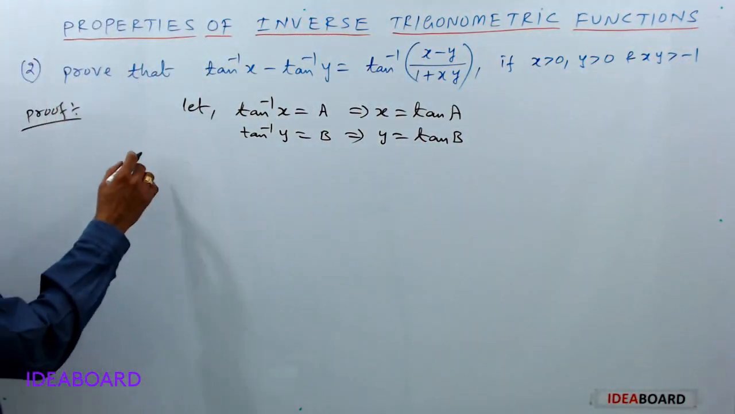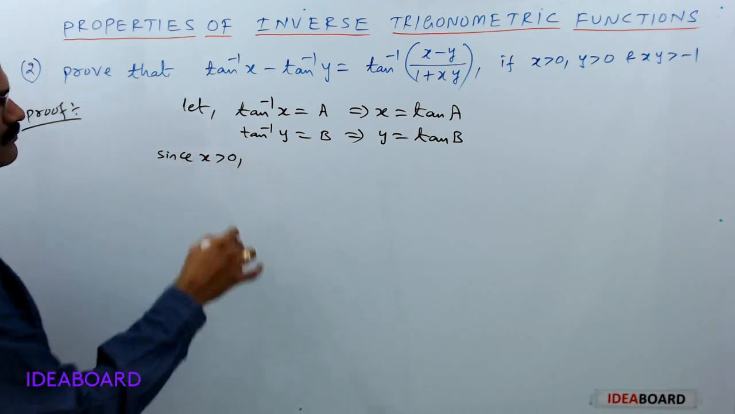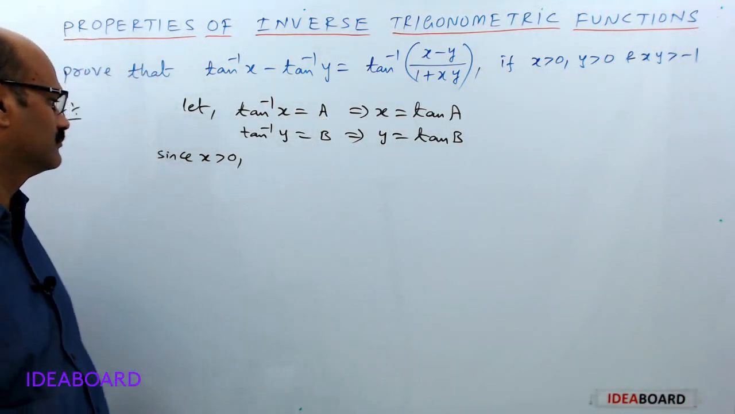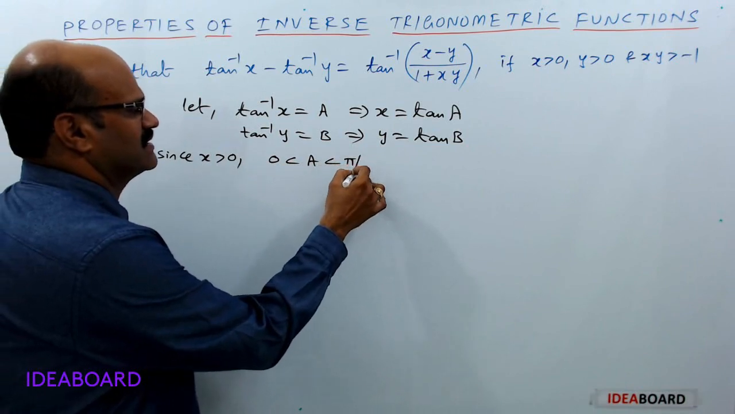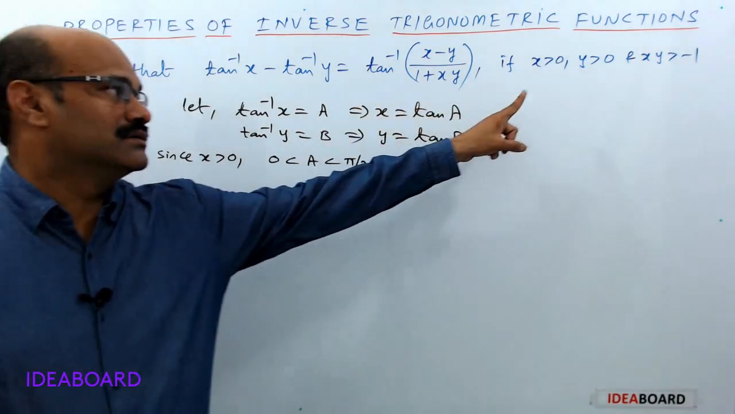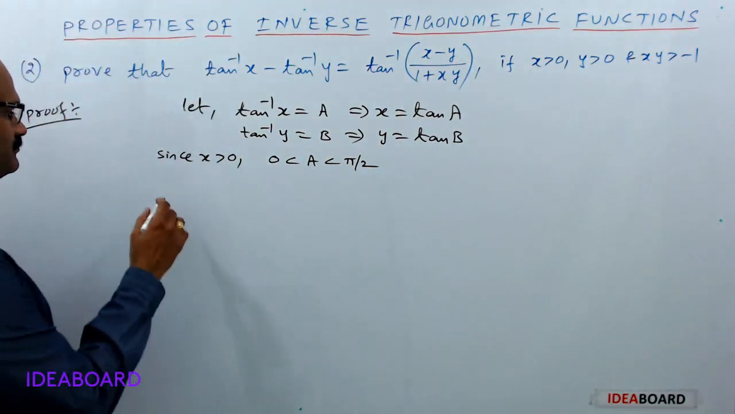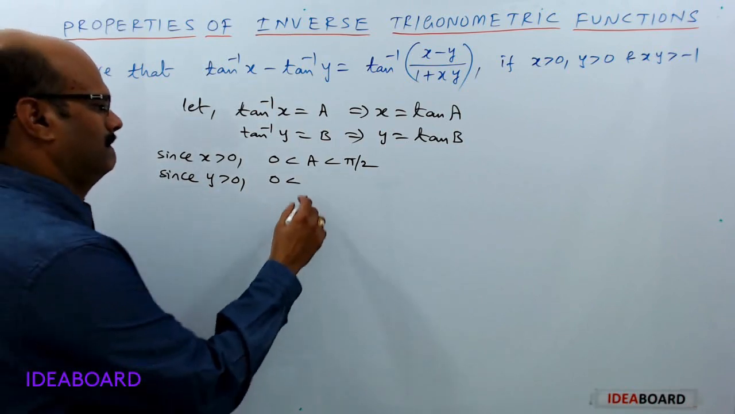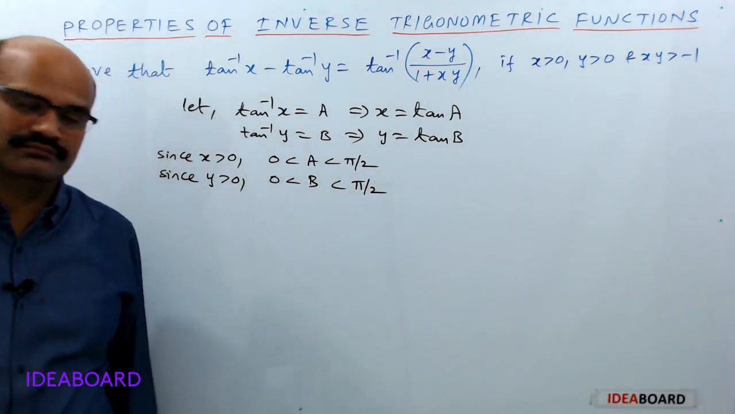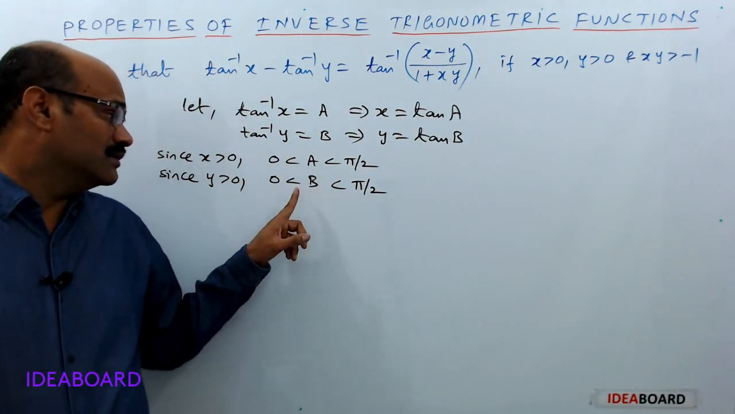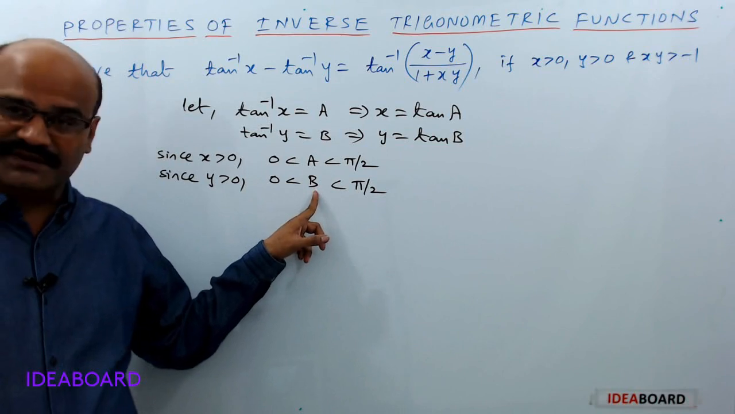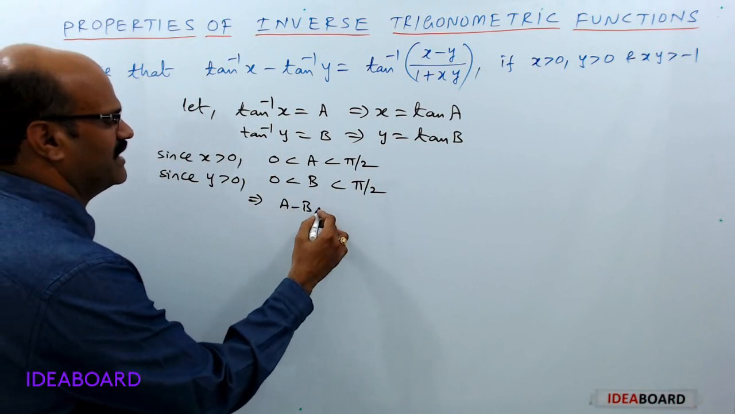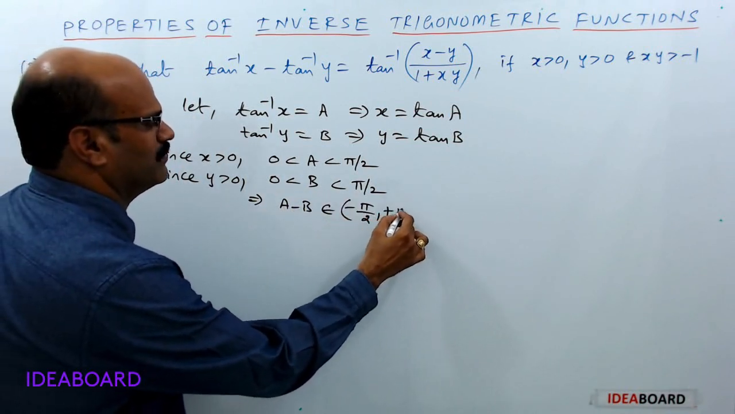Since x greater than 0, a lies between 0 and pi by 2. 0 less than a less than pi by 2. Since y greater than 0, 0 less than b less than pi by 2. Now, clearly we say that a minus b lies between minus pi by 2 to plus pi by 2. It implies a minus b belongs to minus pi by 2 to plus pi by 2.